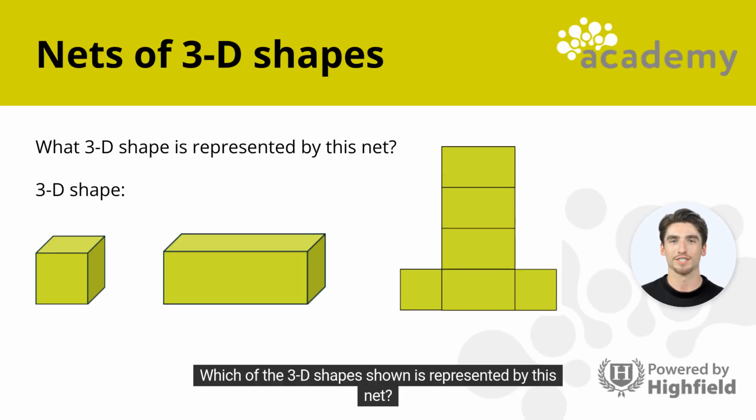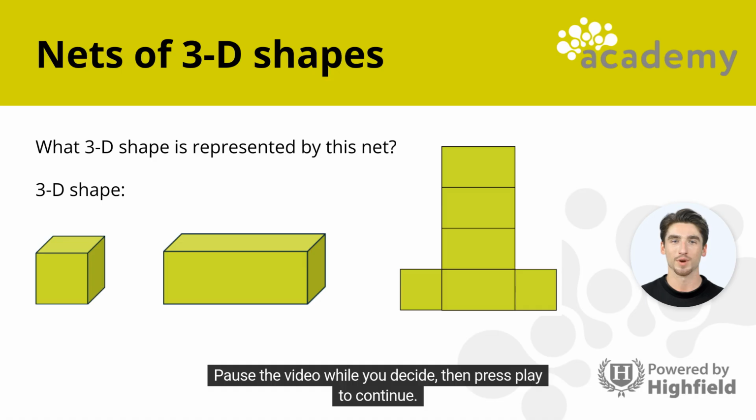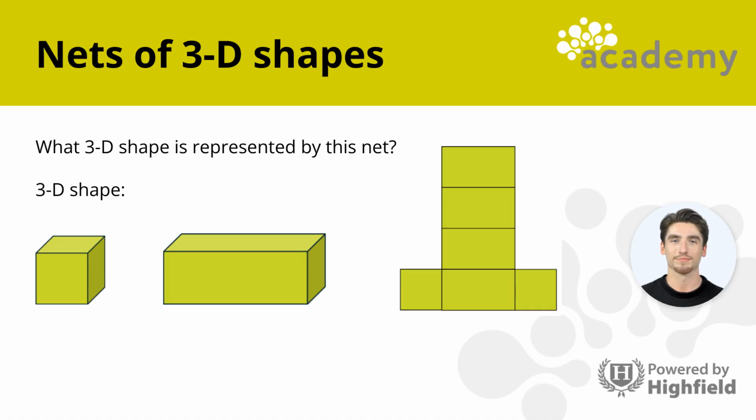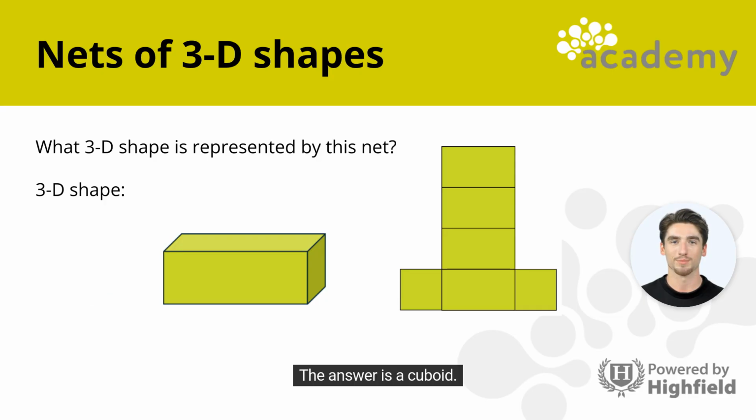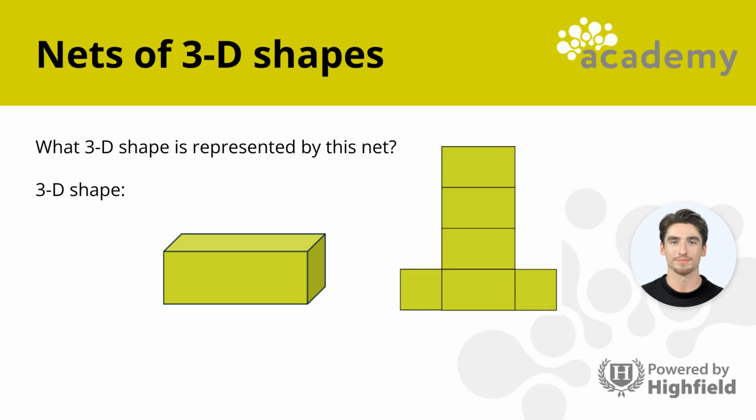Which of the 3D shapes shown is represented by this net? Choose from the options provided. Pause the video while you decide, then press play to continue. The answer is a cuboid. You can see from the net that some of the 2D shapes are rectangular.